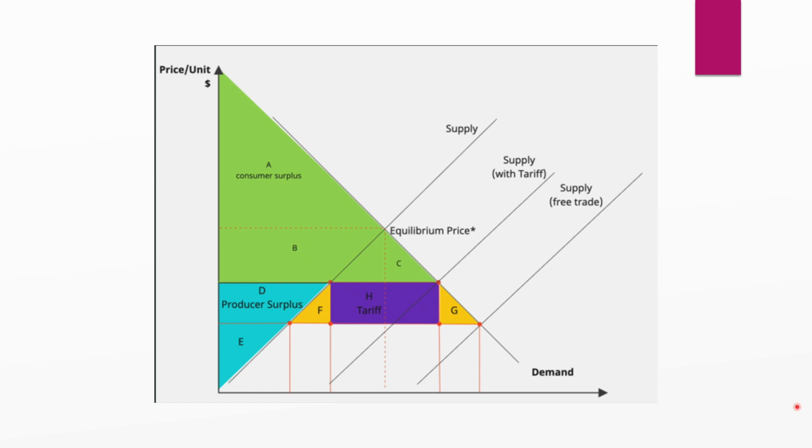Now the tariff does have an impact. A tariff is a tax imposed on imported goods, effectively increasing the price paid by customers and reducing the price received by producers. A new supply curve is imposed. After the tariff, the supply curve shifts leftward and upward by the amount of the tariff. Now, the difference in deadweight loss compared to the last slide.